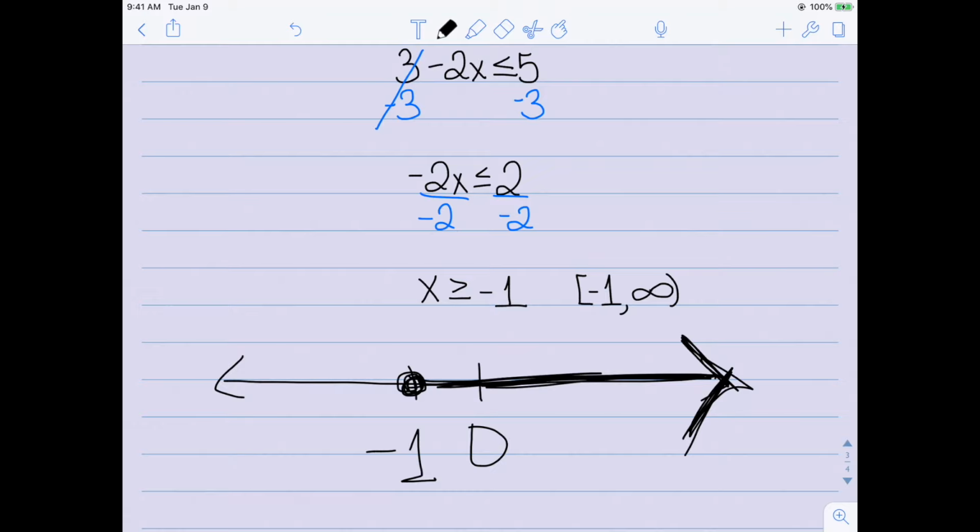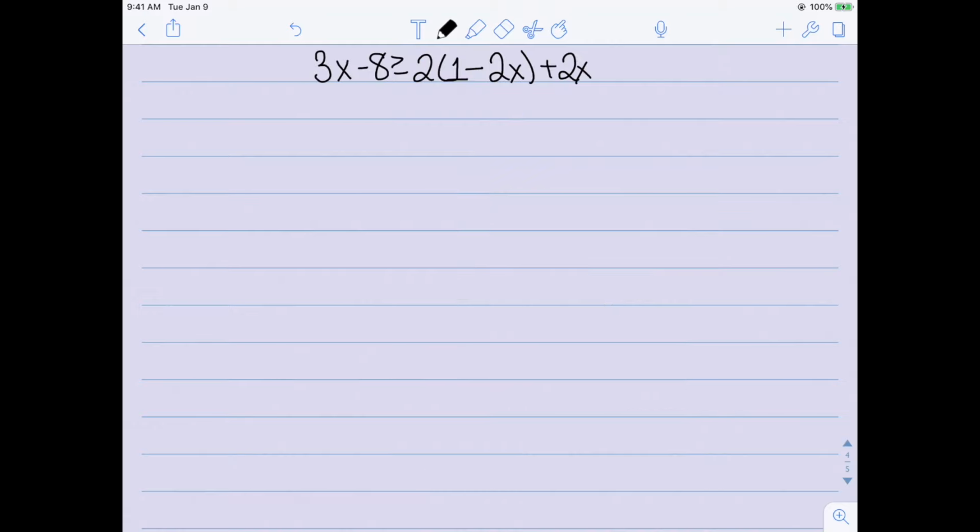Let's do one more harder example. So here I have a much larger inequality. 3x minus 8 is greater than or equal to 2 times 1 minus 2x plus 2x. Our first step will be to distribute to get rid of our parentheses. So we have 2 times 1 is 2, and 2 times negative 2x is minus 4x. So we have 3x minus 8 greater than or equal to 2 minus 4x plus 2x.